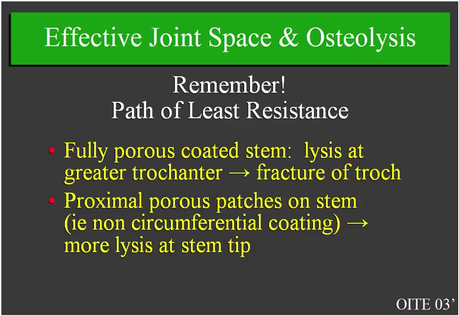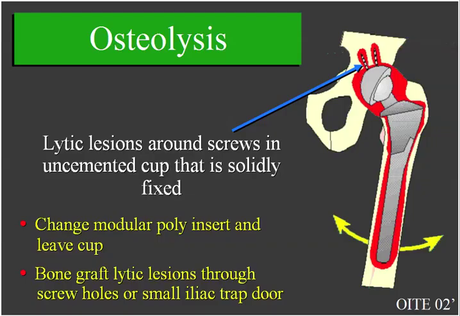If you have a proximal porous coated stem that just has a couple patches and the osteolysis goes around the smooth areas, you're going to get lysis at the stem tip. It's just basic hydrodynamics. You just pump it where it can go. And just remember that. Another great question will be on the boards.